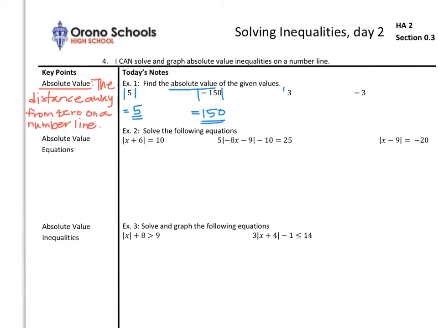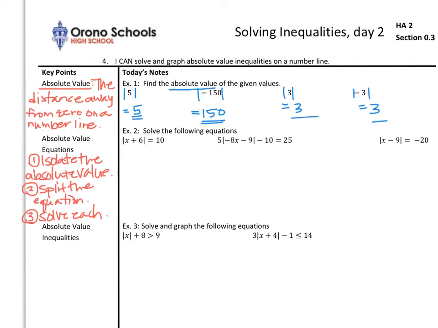Positive 3 and negative 3 both have the same absolute value. They're both 3 units away from 0 on a number line. When given an equation that contains an absolute value, follow these 3 simple steps. The first step in solving would be to isolate the absolute value term.